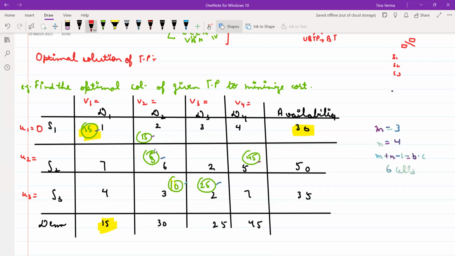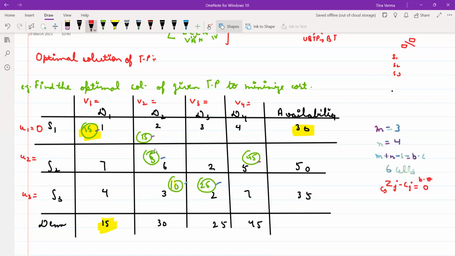You can give U1 equal to any real number, or you can give V2 equal to any real number. You can take any value. But for simplicity, we always take U1 equal to 0. If you remember, when we did the simplex iteration, we said that for Zj minus Cj, the value for a basic variable is 0.